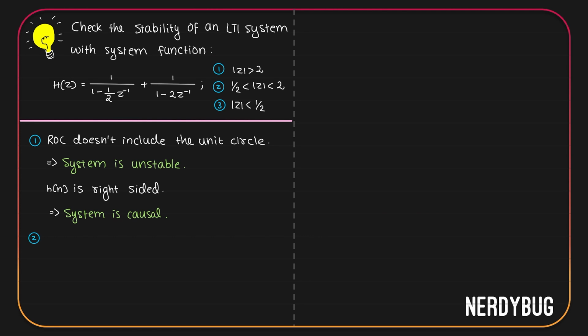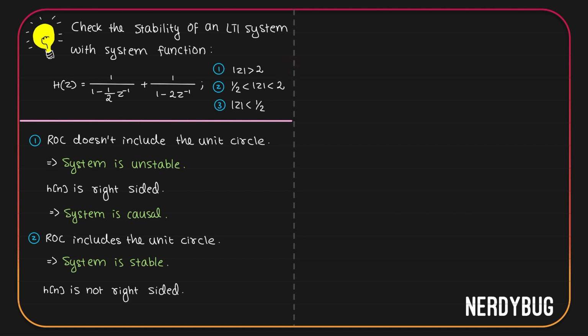Let us take the second case. Magnitude of z is between 1/2 and 2. So obviously the ROC includes the unit circle where magnitude of z should be equal to 1. So we can say the system is stable. Here the ROC is not the exterior of a circle outside the outermost pole. So we can say h[n] is not right-sided. Therefore the system is not causal.